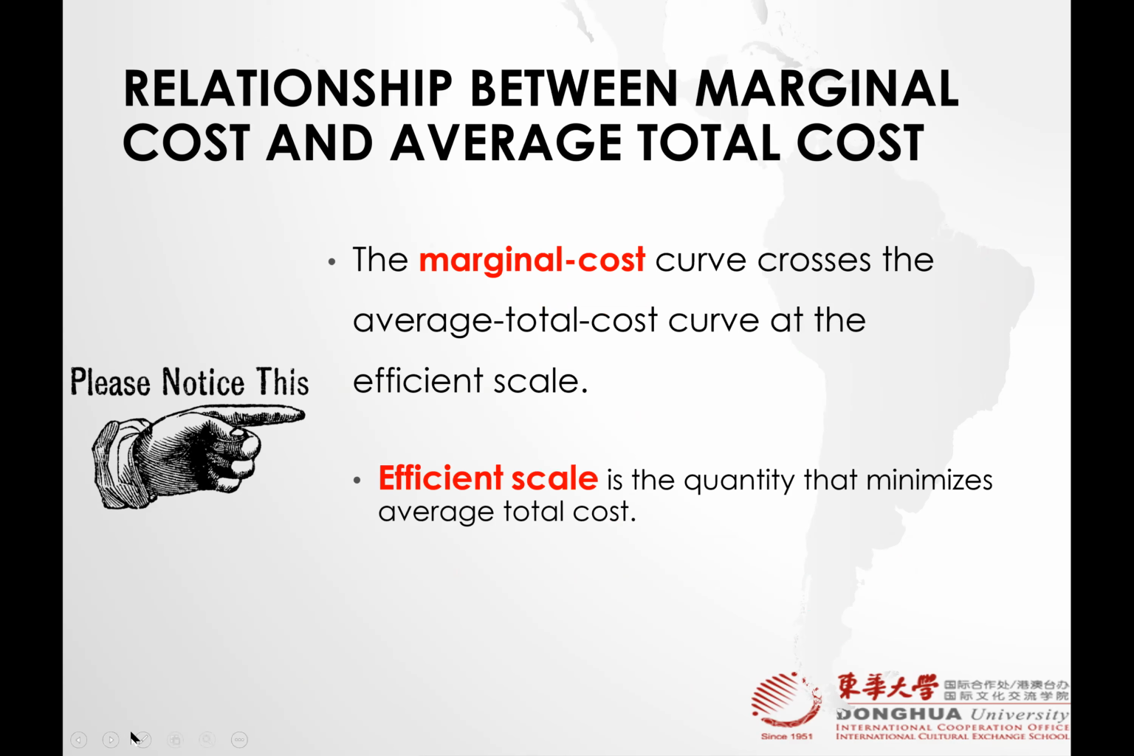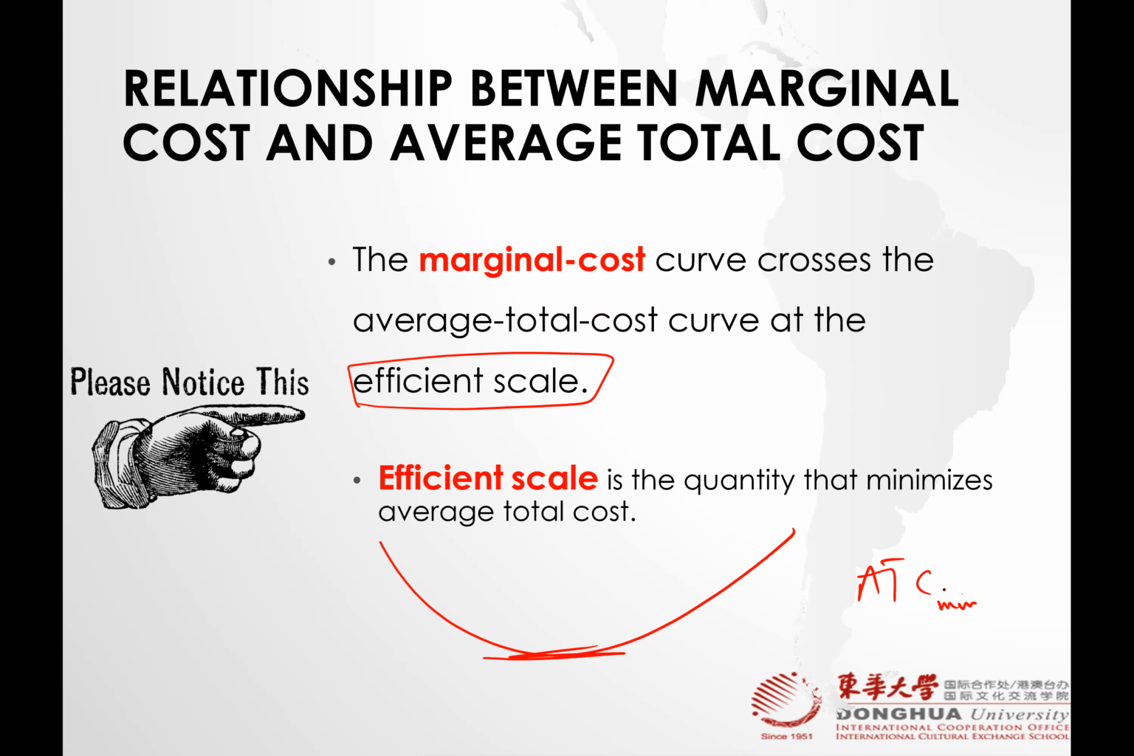So marginal cost curve crosses the average total cost curve at efficient scale. What do we call the efficient scale? The bottom of the U-shaped curve where average total cost is minimum is called efficient scale, right? So this bottom is called efficient scale. So you see that the MC crosses at the efficient scale, right?